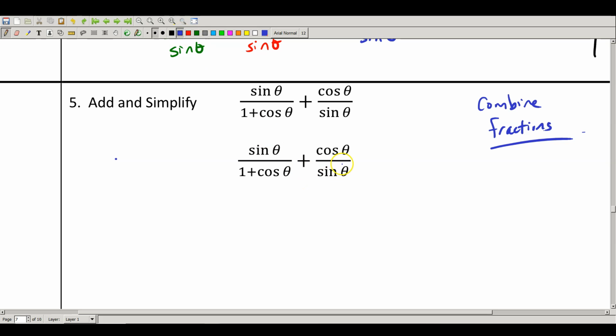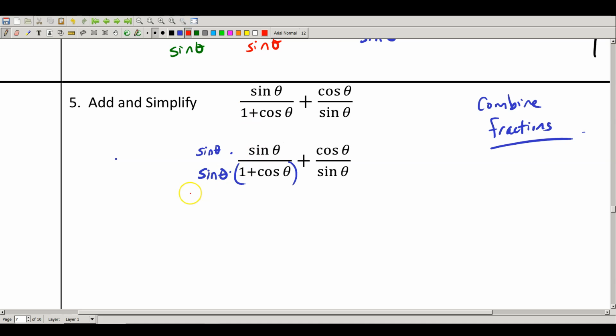This right fraction has a sine theta in its denominator. This one does not have a sine theta. It needs a sine theta. So I'm going to put parentheses around here just to group it, and multiply this left fraction by sine theta on the bottom, but also on the top. Okay, so we did that.